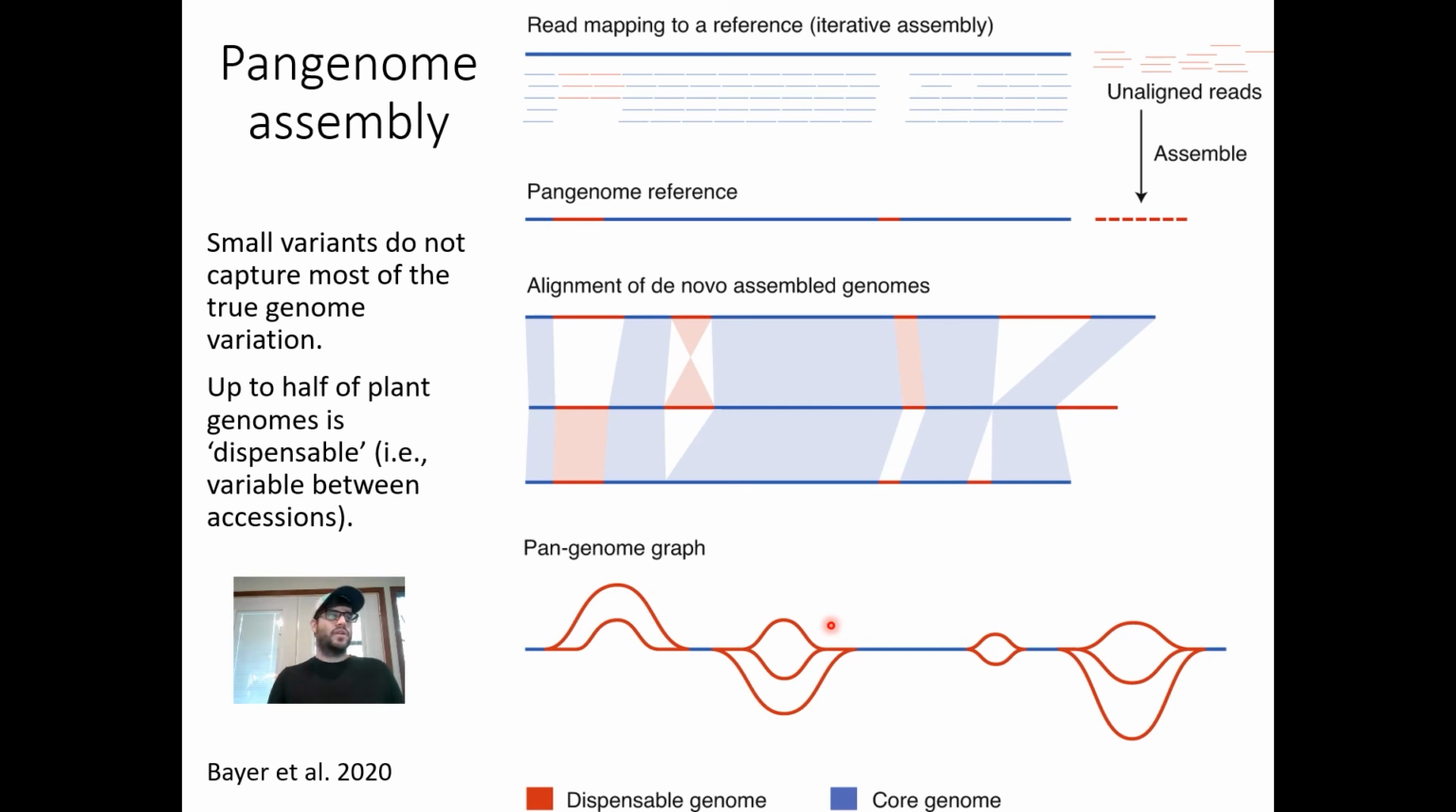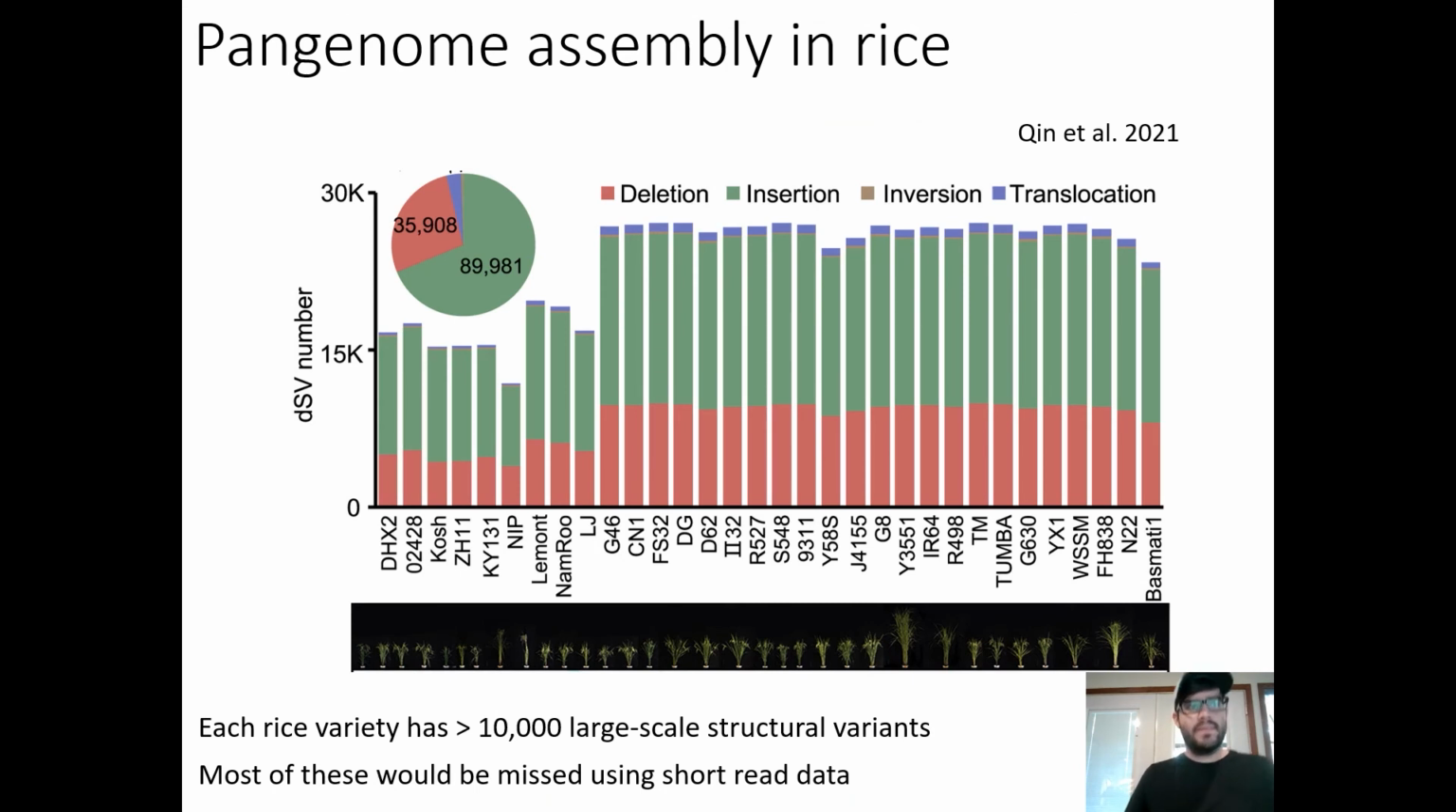And so what's kind of interesting is that they found in some genomes, and we'll talk about this in the next slide, that up to half the genome or more can be considered dispensable or variable between accessions. And so if you're using a single reference genome in your studies, maybe you're missing a lot of really important biological context. And so that's just one example I want to talk about from rice.